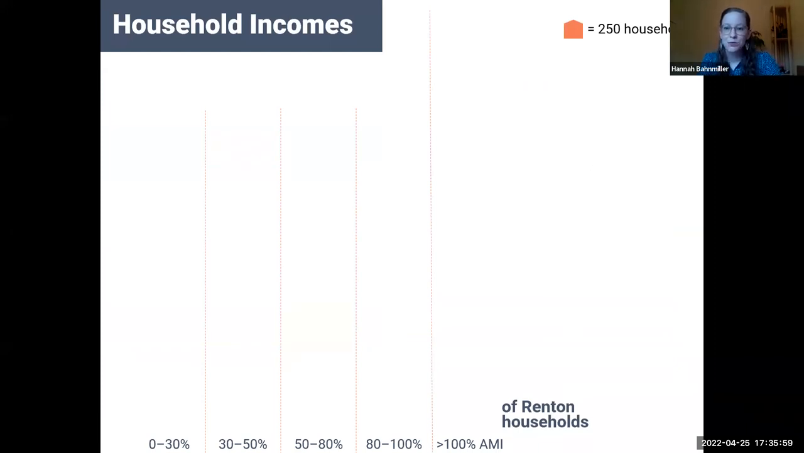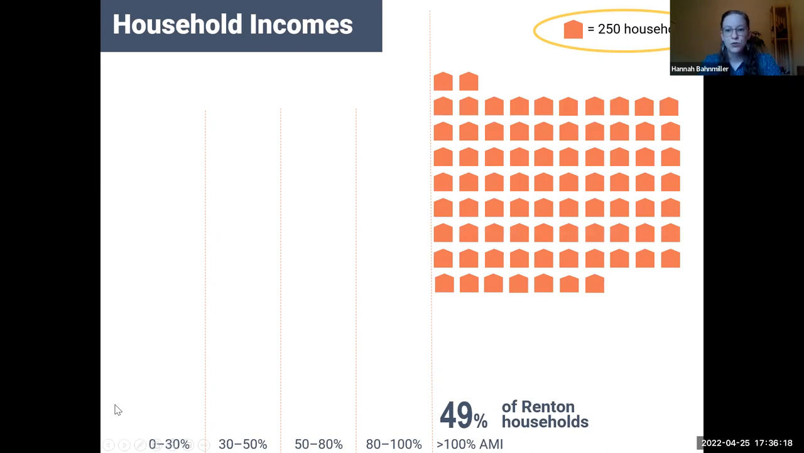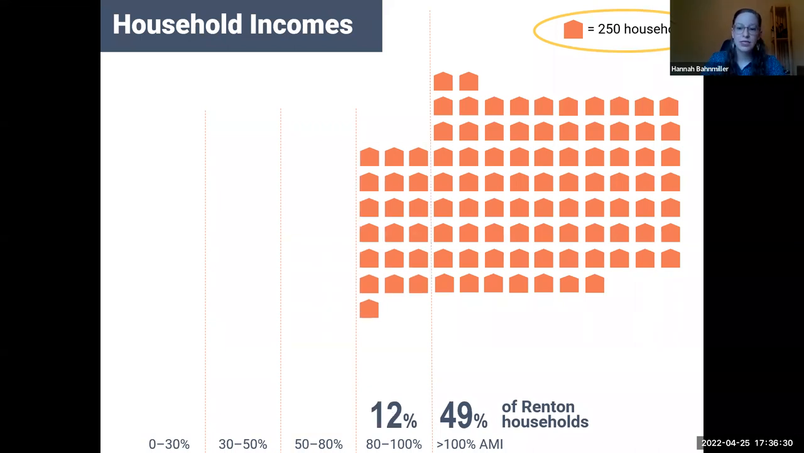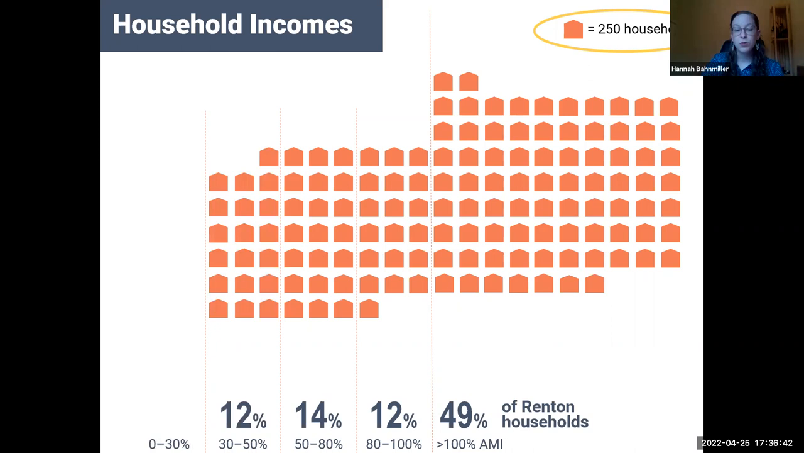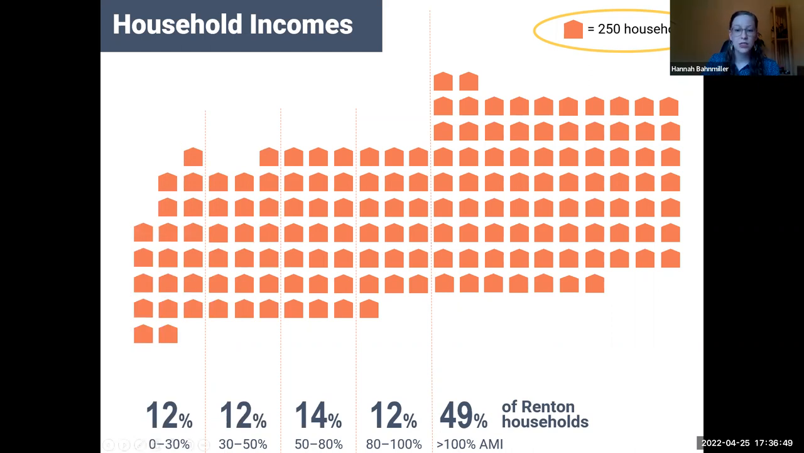So how do these figures apply to Renton? As part of the housing action plan, we created a way to visualize household need by using this little orange home to represent 250 households. Using that home, we can visualize how our households are distributed by income in Renton. We see on the screen that 49% of households in Renton make at or above area median income for King County. And of those making less than 100% AMI, 12% make 80 to 100% of the median income, 14% make between 50 and 80% of median income, 12% are very low income, making between 30 and 50% of median, and 12% are extremely low income with incomes making less than 30% of area median income.